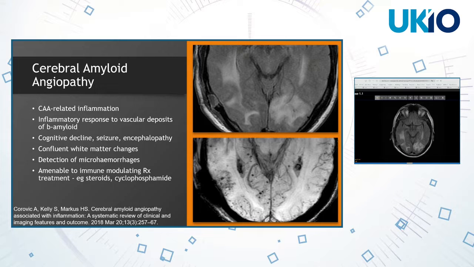This confluent white matter change is reasonably typical, but it's quite non-specific on its own. So you really need to be able to see the microhemorrhages to confirm the diagnosis. The reason it's important to do that, of course, is that the inflammation itself is amenable to treatment. About 85% of patients with it will improve to a certain extent with steroids or some other immune modulating treatment. Of course, the amyloid angiopathy deposit itself is not so far really treatable.